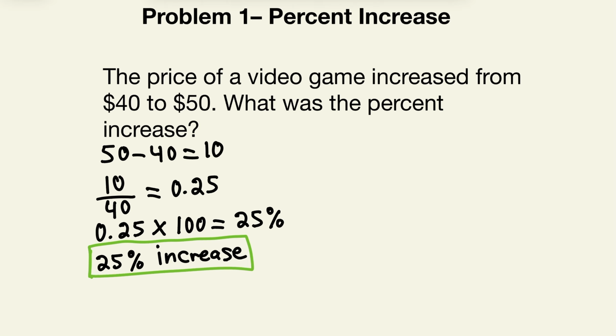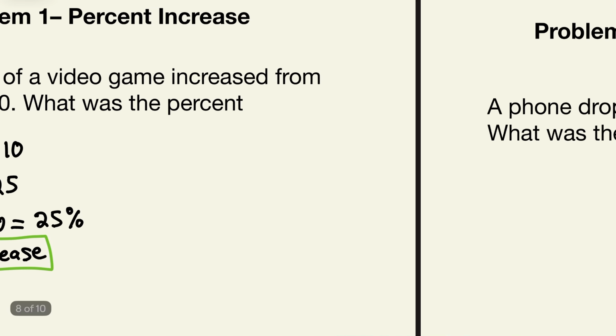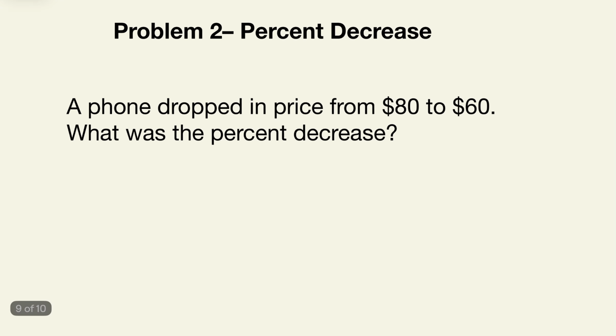Now I want to let you know this. Students often divide by 50 here by mistake. They'll divide by 50, but percent change always compares to where you started. Okay? Let's go ahead and move on to problem number 2. This reads, a phone dropped in price from $80 to $60. What was the percent decrease?